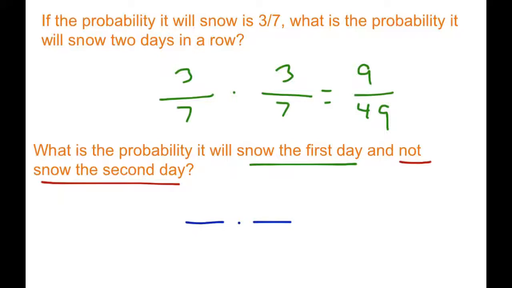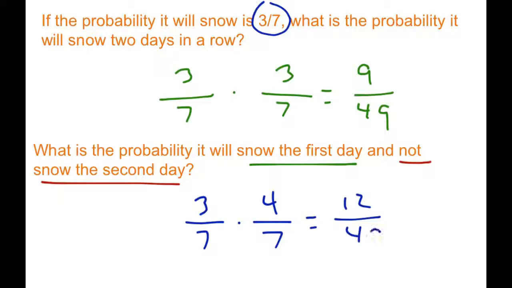Well, we know that it's going to snow 3 out of 7 times. So if it's going to snow 3 out of 7 times, it's going to not snow the rest, 4 out of 7 times. It either snows or it doesn't snow. Just because the fractions are different, no big deal. Multiply. 3 times 4 is 12, 7 times 7 is 49. Now I get 12 out of 49.